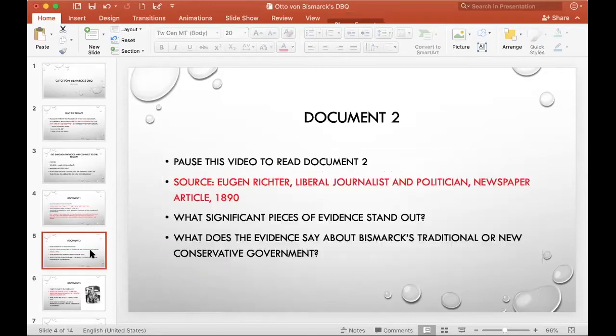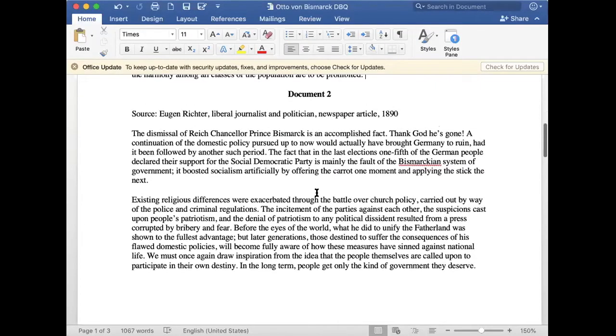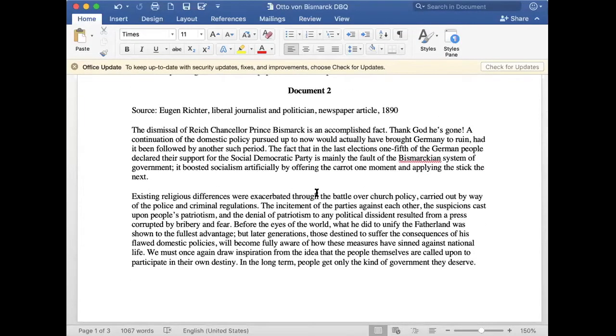So now let's go on to document 2. Document 2 is by a liberal journalist and politician. Okay, so let's read document 2 together, and I'm just going to highlight a couple of things that stood out to me. First of all, in the source, I can see he's a liberal journalist, right? That stands out to me big time.